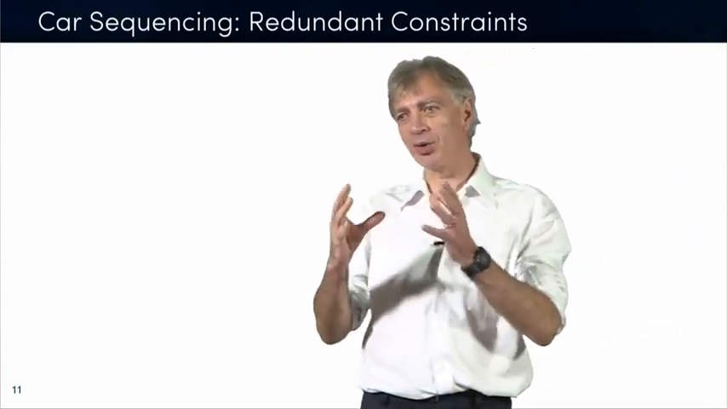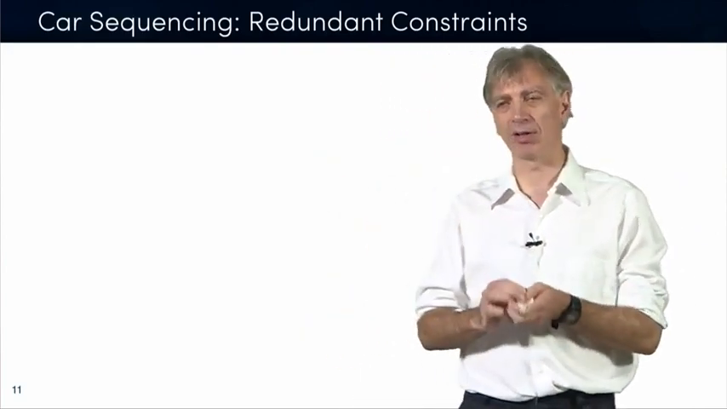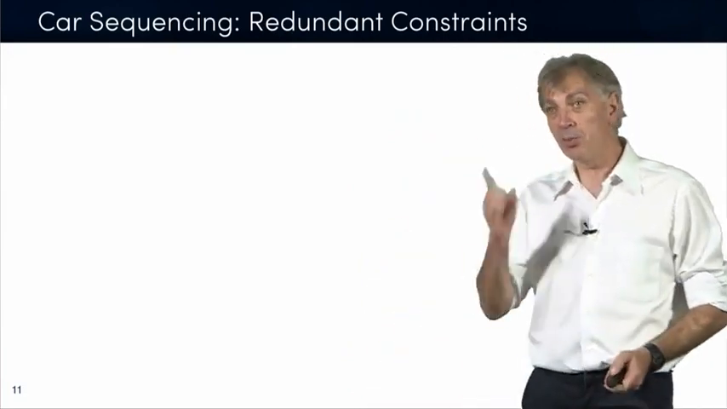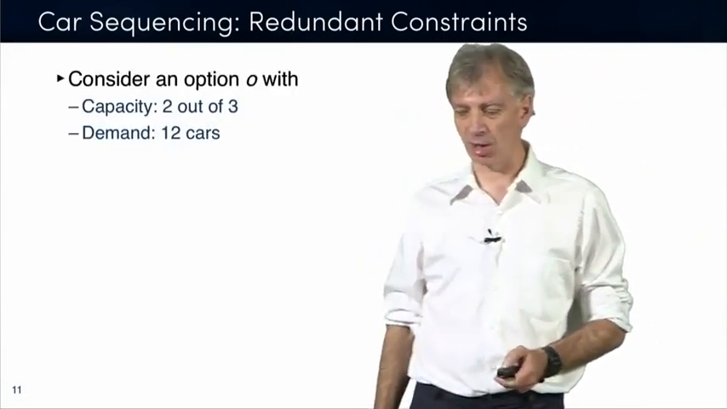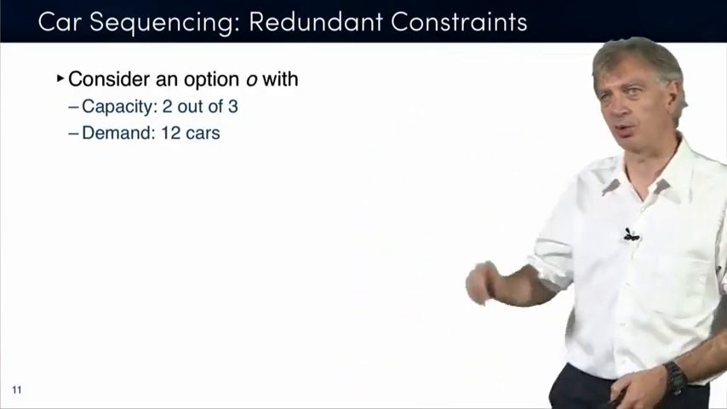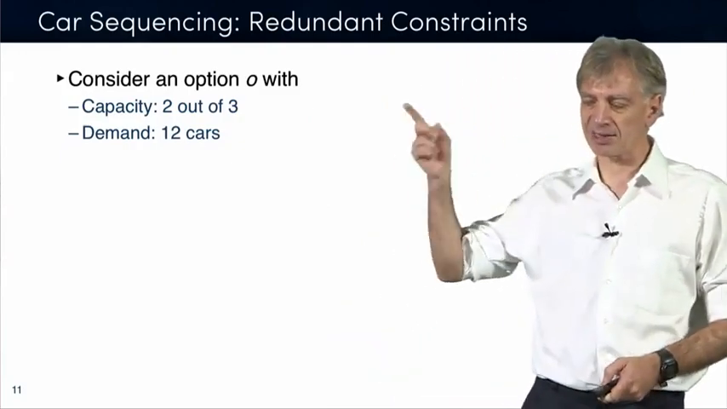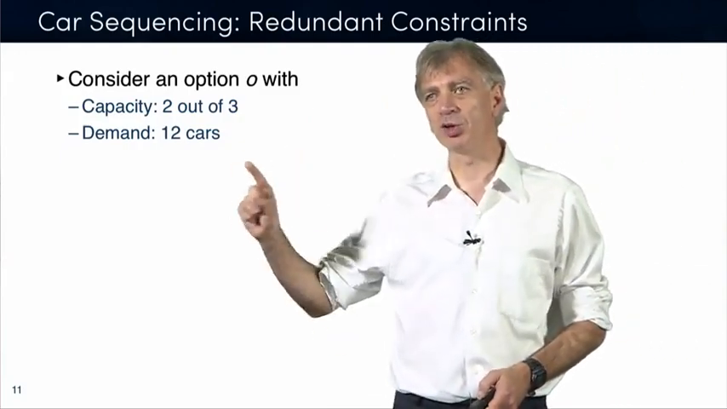And what we realized is that the system was actually doing something pretty stupid. Actually, the model was pretty stupid. We wrote a bad model. But we did use a very important feature of these constraints. So this is what we found out. Consider an option O and assume that its capacity is 2 out of 3 and that I have to produce 12 cars.